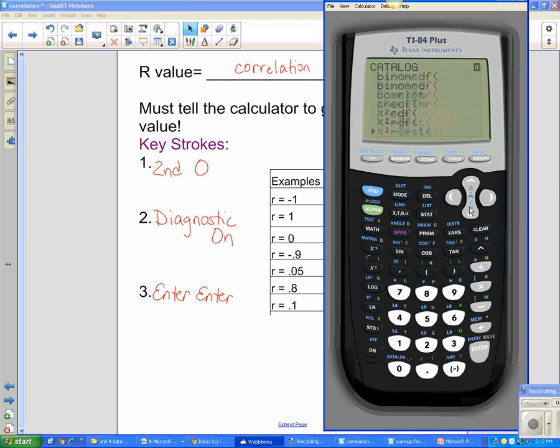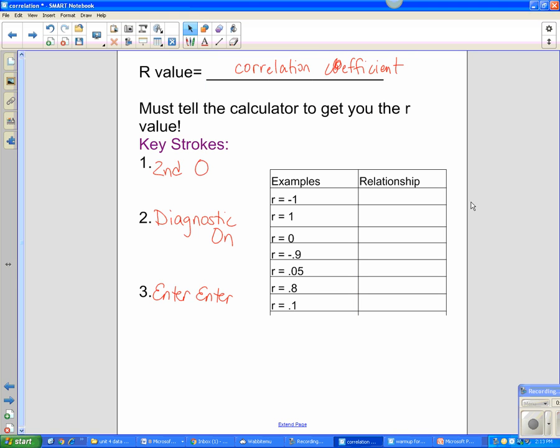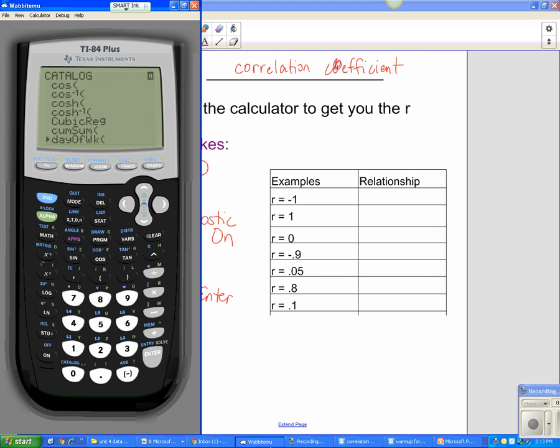So diagnostic. Yep, it's going to be in the D's. And you want the one that says on. All right. Diagnostic on. Anybody need help? Okay, and then you press enter, enter. Okay, y'all got it? Okay.